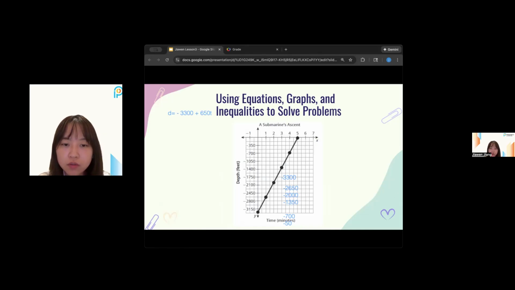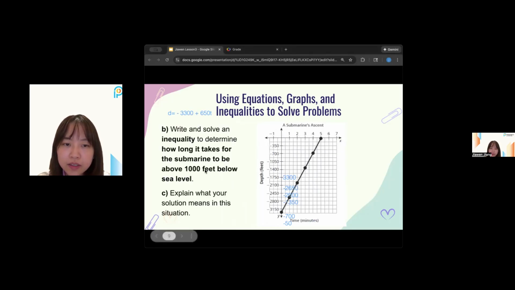Okay, so is this line going up or down? Can anyone tell me, and also explain why you think it's going up or down? Yeah, this line is going up, right? It's going up. Okay, and then let's see.